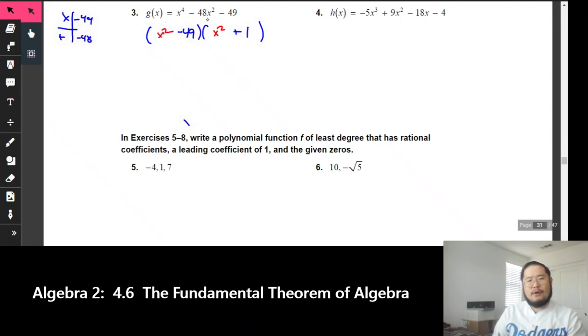Because think about it, if I FOIL this, x squared times x squared, oh my gosh, it's x to the 4th. The outer and inner gets me negative 48x squared, and then the last part is negative 49. Now we are trying to find the zeros, so the last thing is let's take our binomials right here and set it equal to 0.